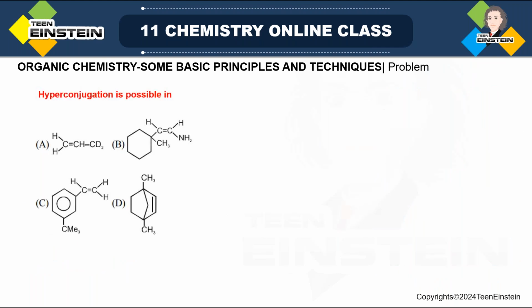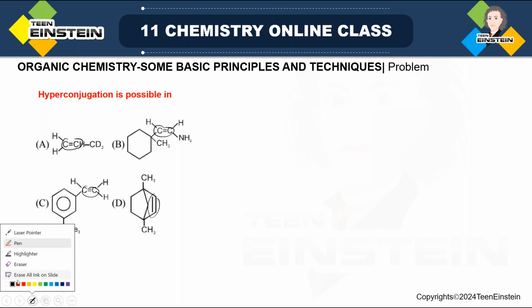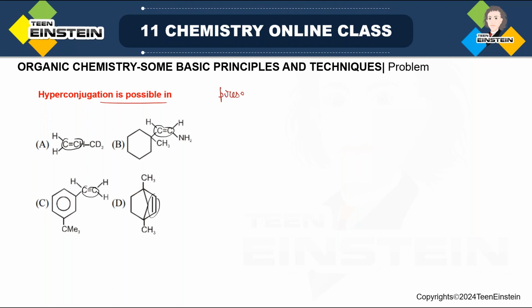Fine. Now we will solve this problem that is based on hyperconjugation. It is asking that out of these 4 molecules, in which case hyperconjugation will be possible. Now what is the common point that you can see in these 4 molecules? Obviously you have some CC double bond, right? So in all cases you have a CC double bond. Now, hyperconjugation possible. What is the meaning of this statement? The meaning is there must be presence of alpha hydrogen. If there is no presence of alpha hydrogen, how is hyperconjugation possible? It is not possible.